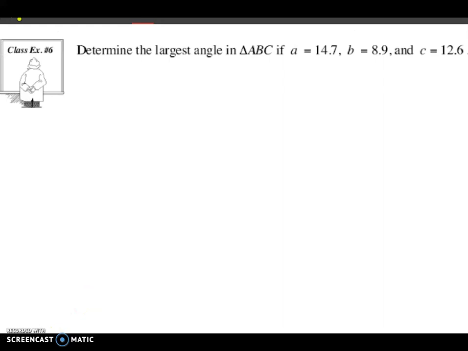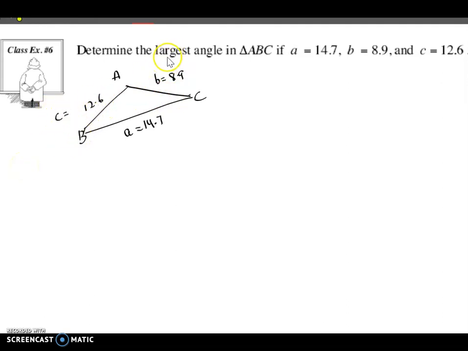We're looking at example number 6. They have said determine the largest angle in triangle ABC, and they've given us the dimensions. So I'm just going to draw a triangle any way you want. Call it ABC. Because this is angle A, this must be side A. Angle B, so this is my side B. And angle C, which makes this my side C.